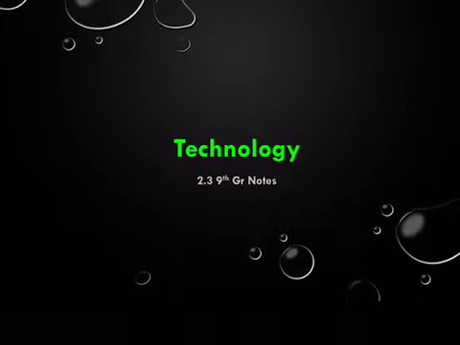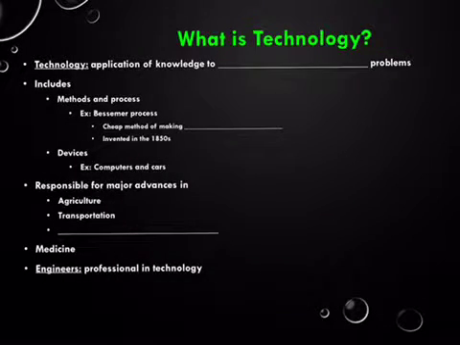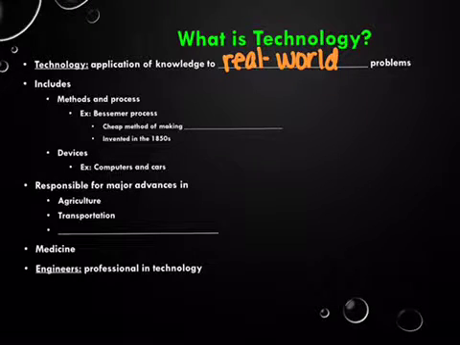So just like math pairs with science, so does technology. So what exactly is technology? Technology is the application of knowledge to real world problems. So this would include methods and processes.